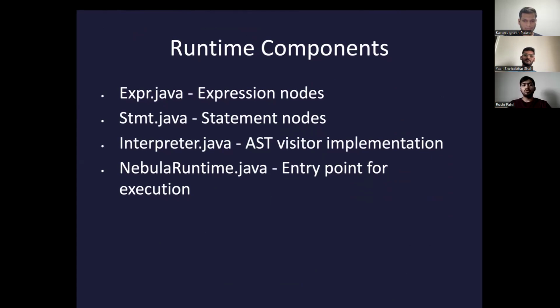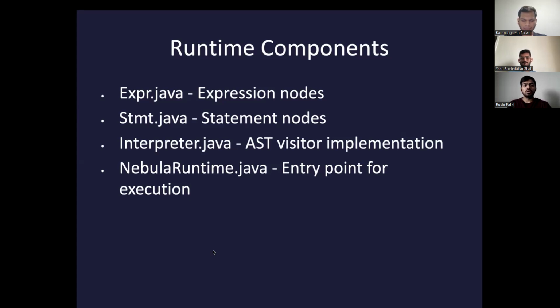The runtime of Nebula is implemented using a structured object-oriented design. At the core, we use two key interfaces. The first one is AstBuilder.java, which handles all expression nodes like binary operations, literals, or variables. Second is Stmt.java, which defines the structure of statements such as assignments, loops, or print commands. Each class in this hierarchy implements an accept method which enables the visitor pattern. This lets our Interpreter.java traverse and evaluate the abstract syntax tree by visiting nodes in a modular and organized way.